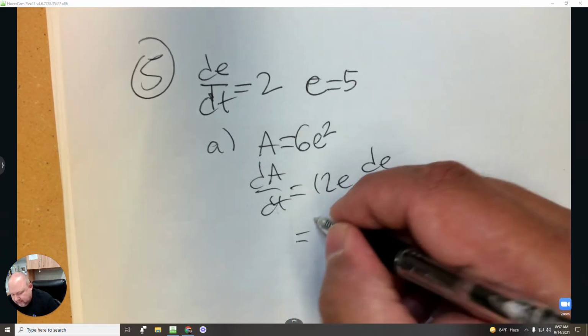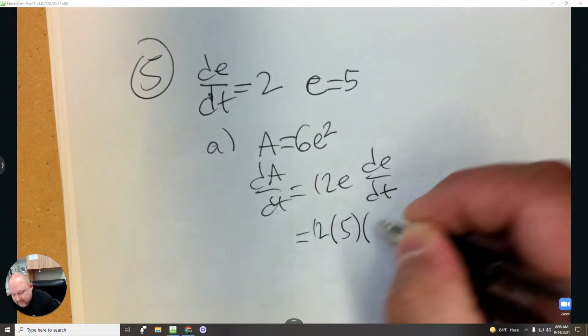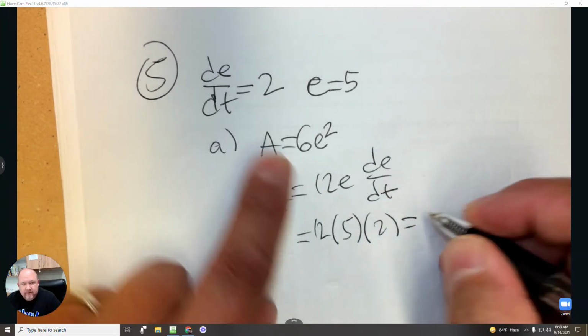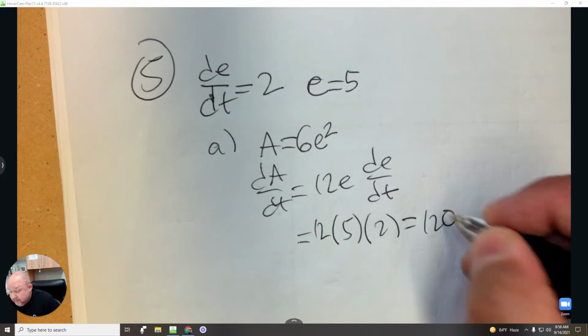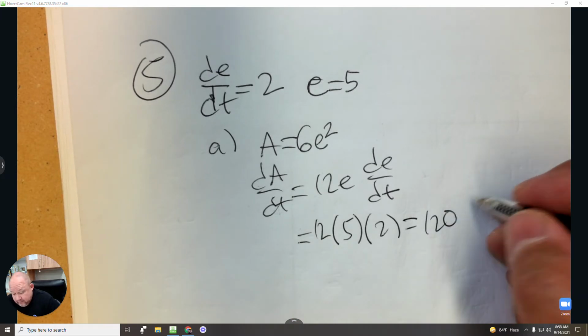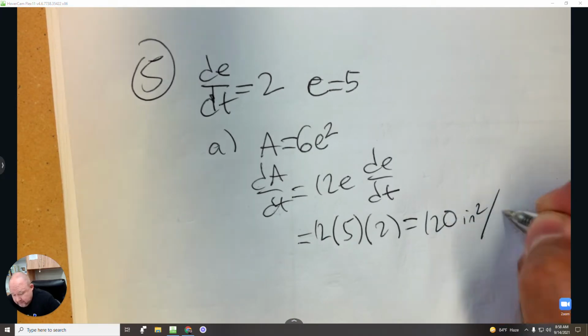So all I do is substitute in 5 for E, and the rate is 2. So it's 10 times 12, so it's 120. And the units would be squared, because it's area. So it's inches squared per second.